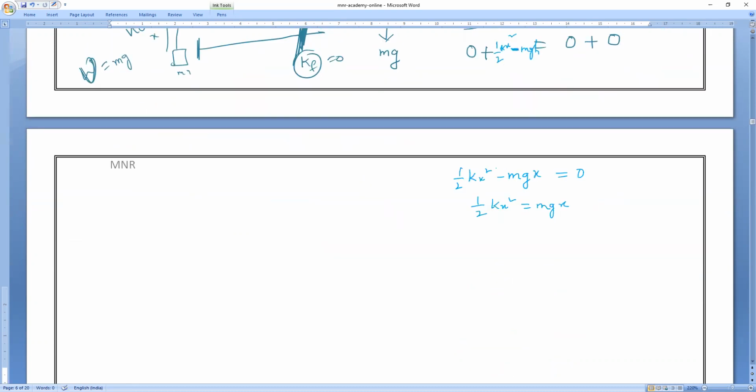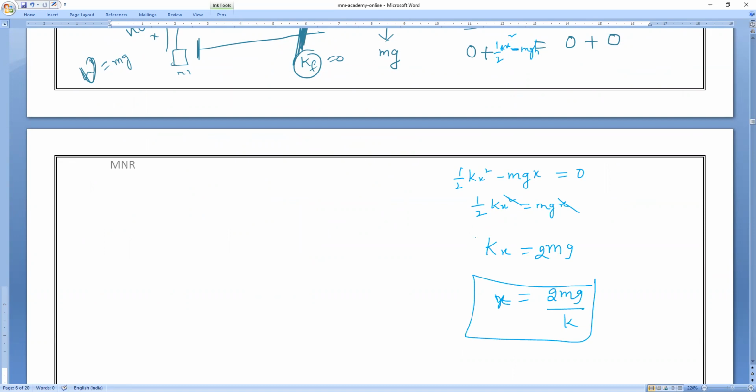On both sides you can see something will get cancelled. x and x will get cancelled. So 2 will come to this side. So kx is equal to 2mg. x is equal to what? 2mg by k. That is the answer. So x is equal to what?